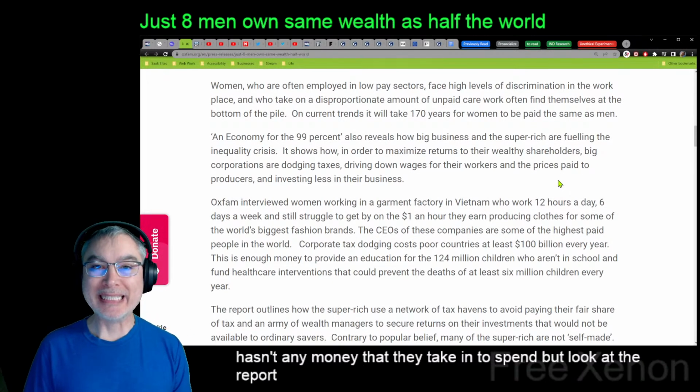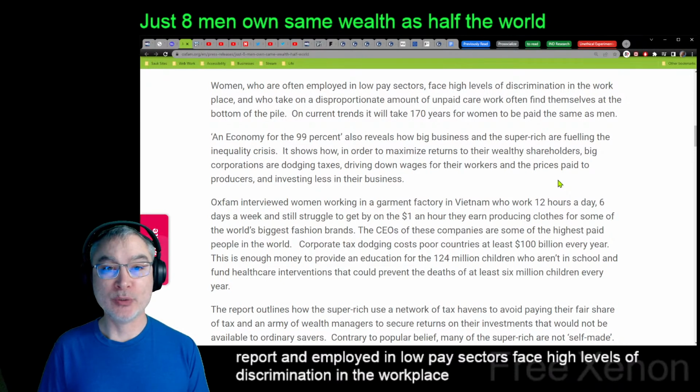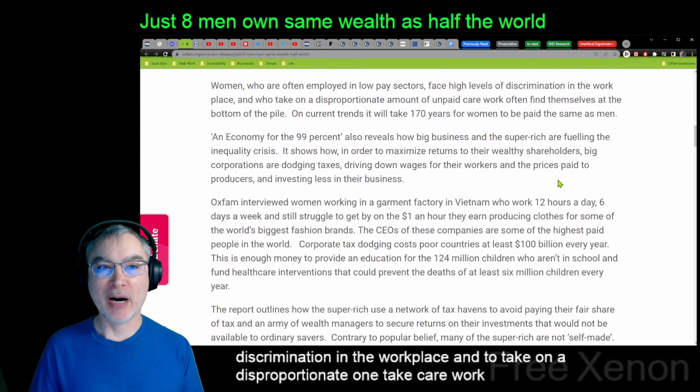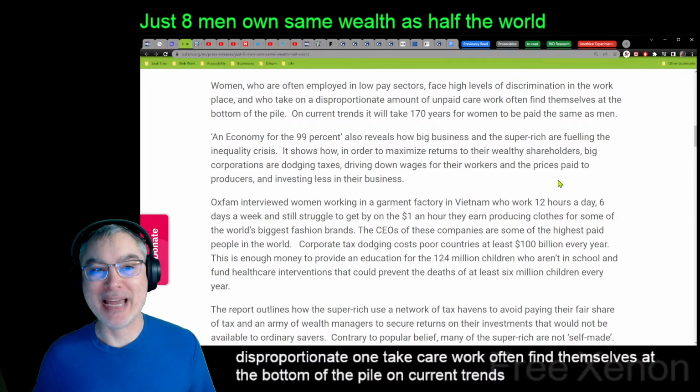Women who are often employed in low-pay sectors face high levels of discrimination in the workplace, and who take on a disproportionate amount of unpaid care work often find themselves at the bottom of the pile. On current trends, it will take 170 years for women to be paid the same as men.